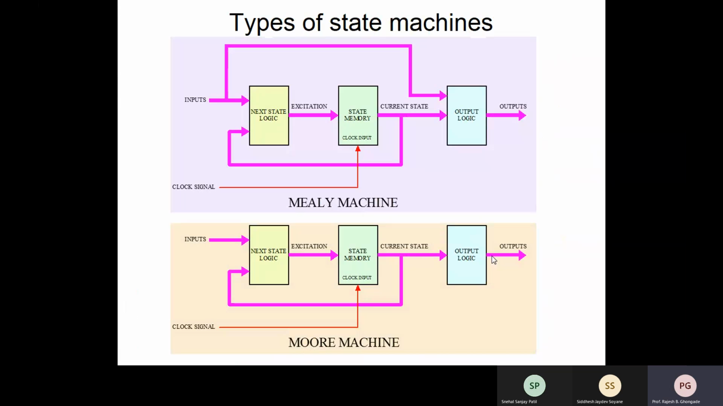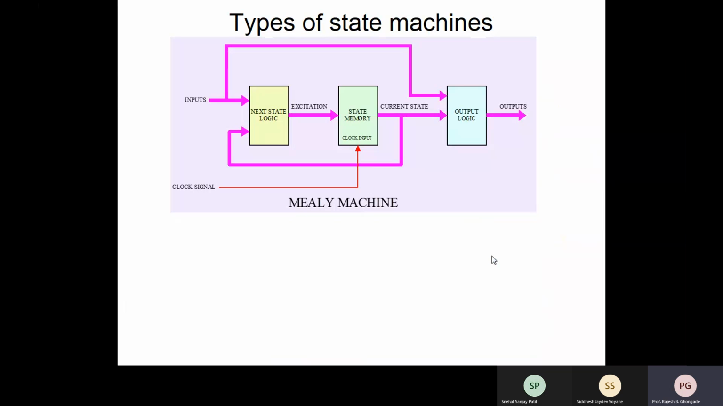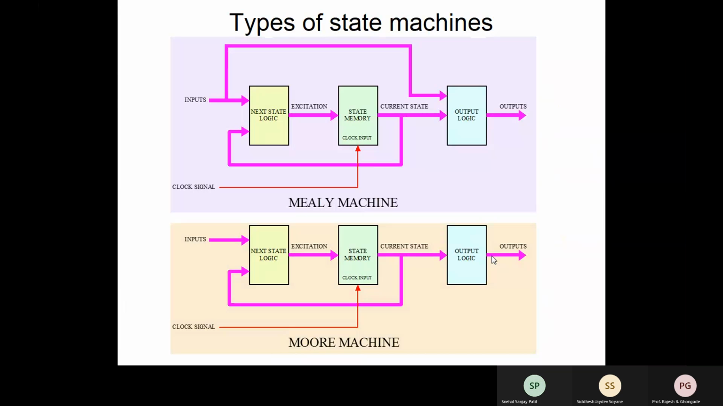Two types basically: the Mealy machine, you must have done this in your lower classes, and the Moore machine. Please pronounce it properly. Okay? What is the difference? Tell me. Tell me what is the difference?